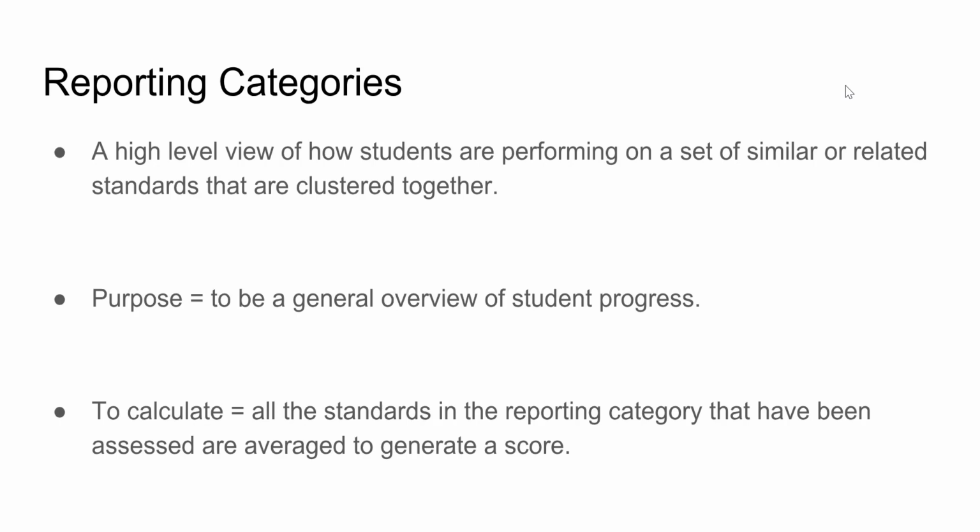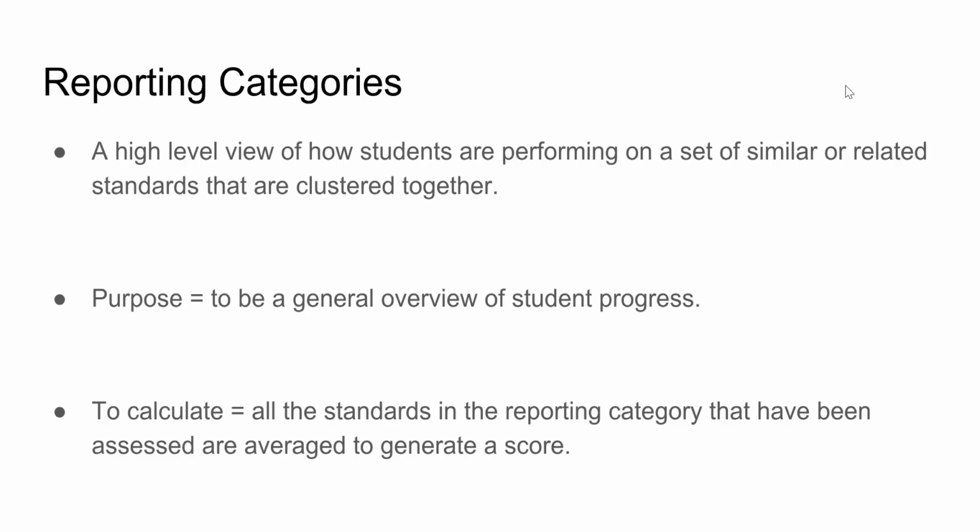Okay, reporting categories. What a reporting category is in the system is a high level view of how students are performing on a set of similar or related standards. Like all the standards that are clustered together through the Common Core, a lot of times those clusters will be considered the reporting category. And the purpose of the reporting category is just to have a general overview of student progress for each of those clusters. So it gives you an idea of how the student is progressing in that specific cluster to date.